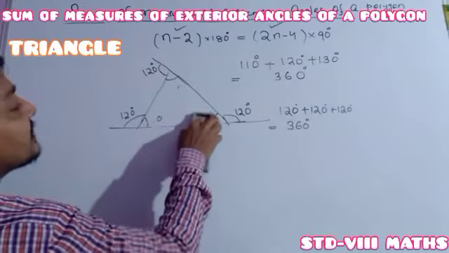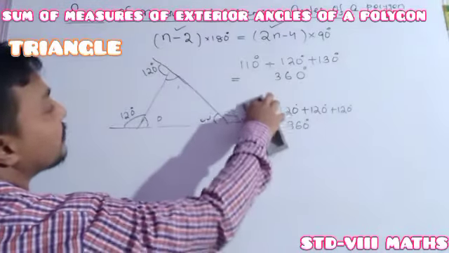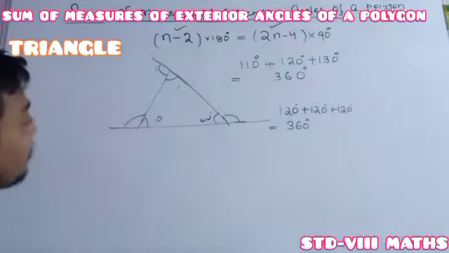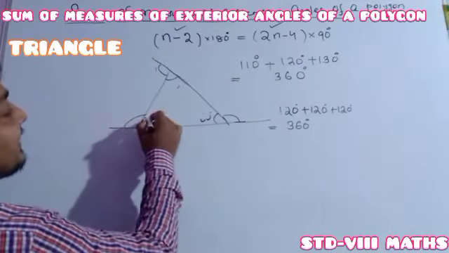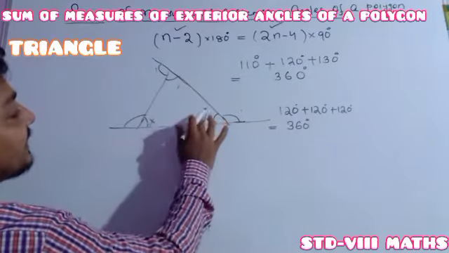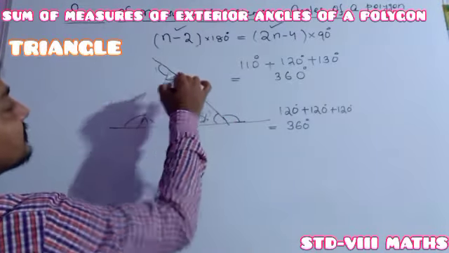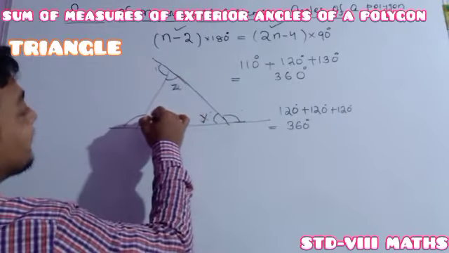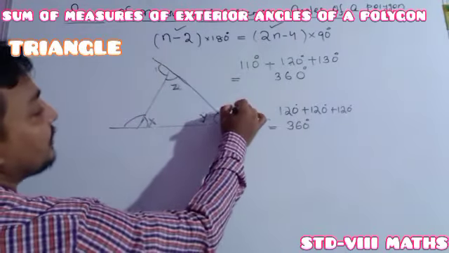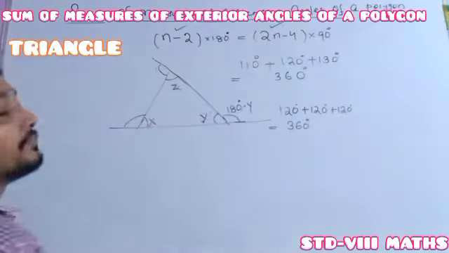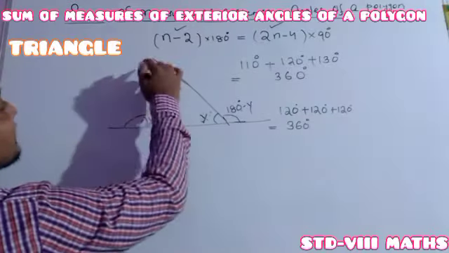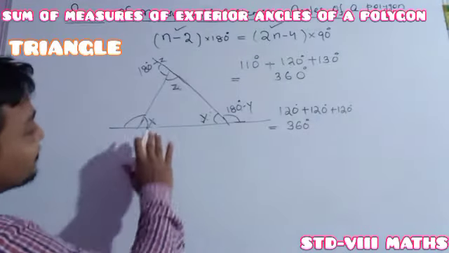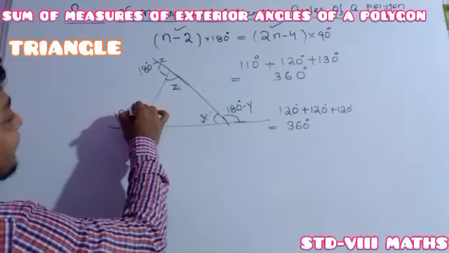That was a particular value. Now I want to show you the general case. Suppose the angles of the triangle are x, y, and z. If the angle is y, then its exterior angle will be 180 degrees minus y. For z, the exterior angle is 180 degrees minus z, and for x it is 180 degrees minus x.